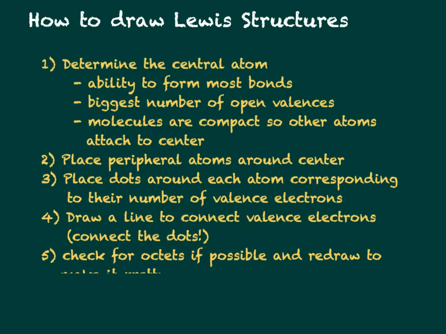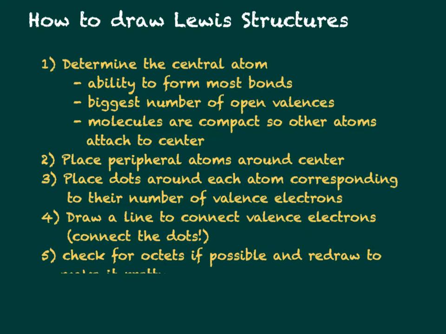So how do we draw Lewis structures? Well, the steps in determining the Lewis structure for a molecule are pretty straightforward. The first thing we need to do is determine who is the central atom. And the guy that's going to be the central atom is going to be the one that can form the most bonds, so the one that has the most open valencies. And remember that molecules tend to be compact, so the other atoms in a molecule tend to attach to the central atom. Now, once we've determined the central atom, we just draw its symbol, and then we place all the other peripheral atoms around the center.